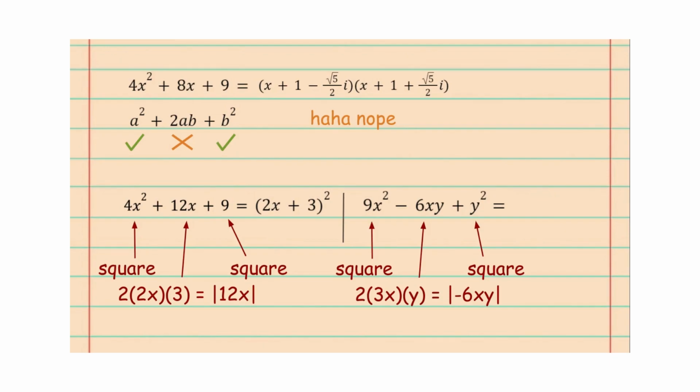Okay, I'll assume we're ready to continue. The correct answer is 3x minus y quantity squared. Notice that since I have a negative 6xy as my middle term, I'm going to have a minus sign in my factorization, as opposed to a plus.